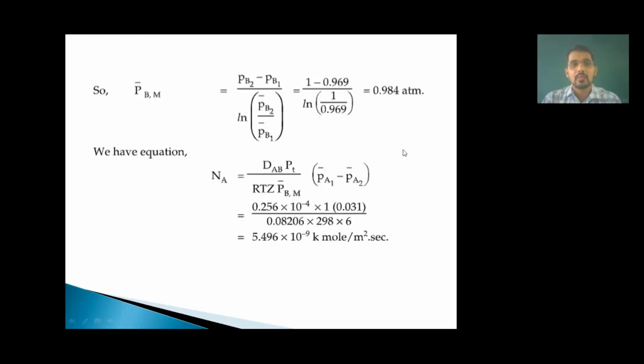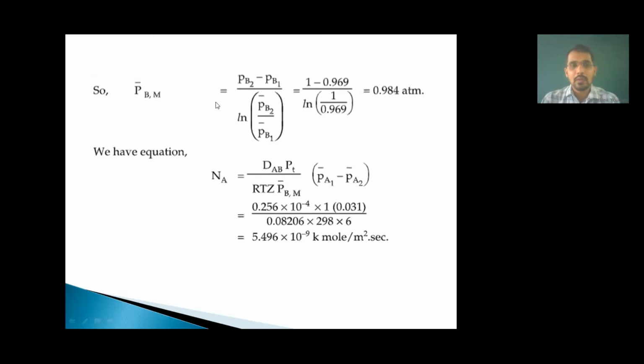After that, now we have to calculate PBLM, because we have the standard equation for the molar flux, NA, which is equal to DAB into PT divided by RT Z into PBLM, into PA1 bar minus PA2 bar. So in this formula, PBLM is required. So how to find that?